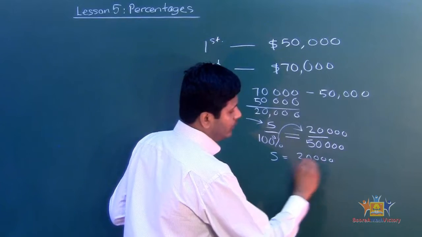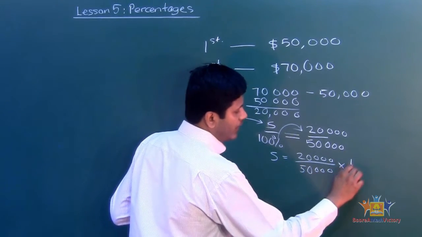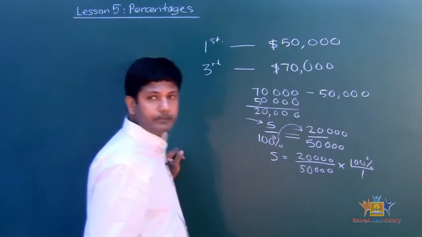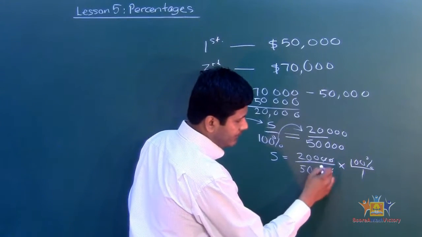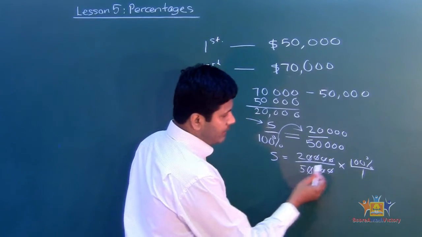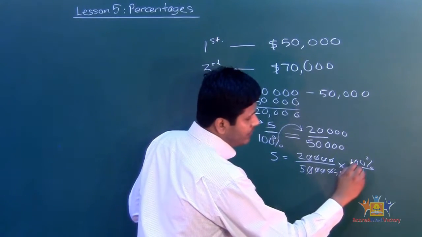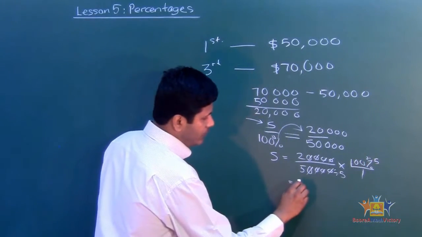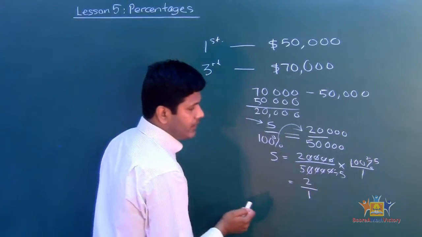20,000 over the original 50,000 times 100%. Since this one's in the form of a fraction, I'm going to put this over 1. Now look at all these zeros. Always start from the end. Cancel them, cancel them, cancel them, cancel them. See that? Now 5 and 100. I can divide 5 by 5, and I can divide 100 by 5. So now that gives me 2 over 5 divided by 5 is 1.